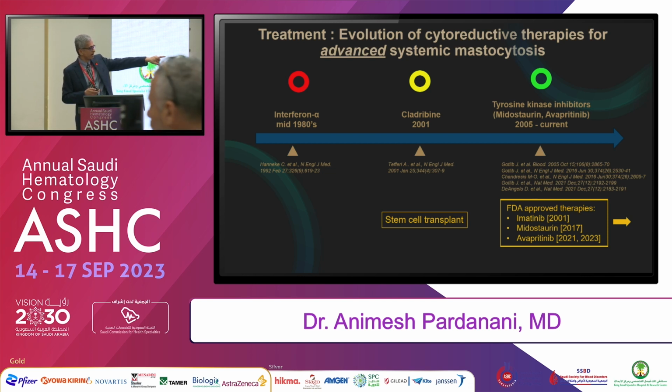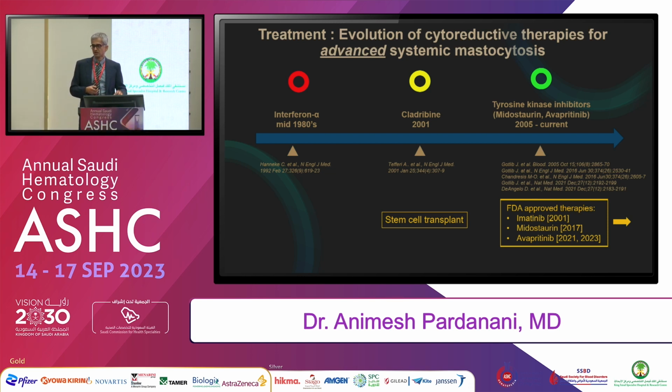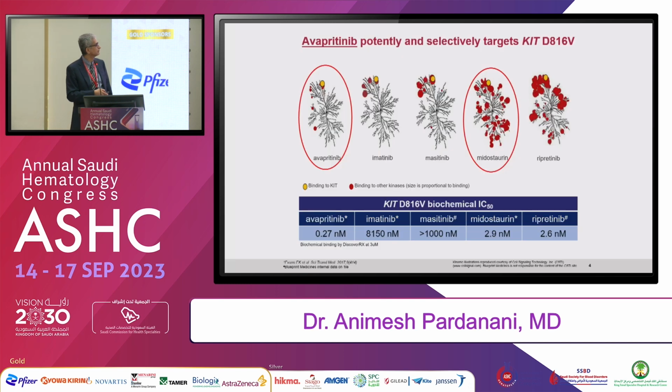So at the bottom right, you will see that in the United States, there are 3 approved treatments for mastocytosis. I won't talk about imatinib, we don't really use that, but the 2 other tyrosine kinase inhibitors are midostaurin and avapritinib. When you compare avapritinib to midostaurin, I think avapritinib has some advantages in that it is 10 times more potent against the mutant c-KIT protein as compared to midostaurin, and it's also more specific.